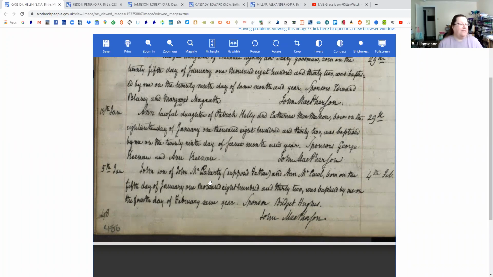But again, at this time in Scotland, the son John could have used either or both surnames at different points in his life.